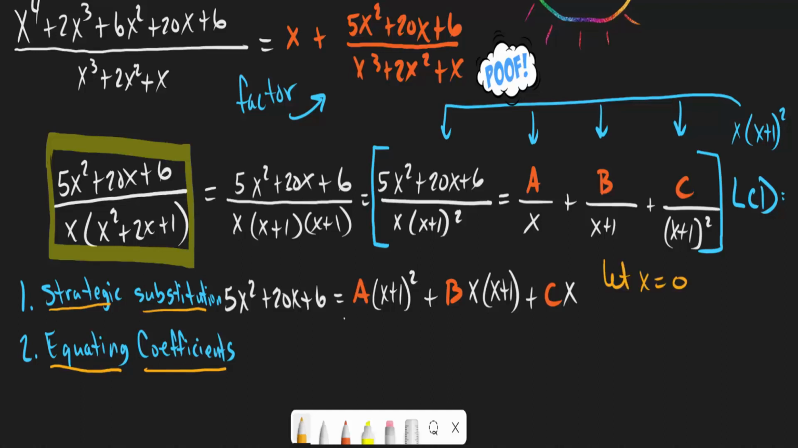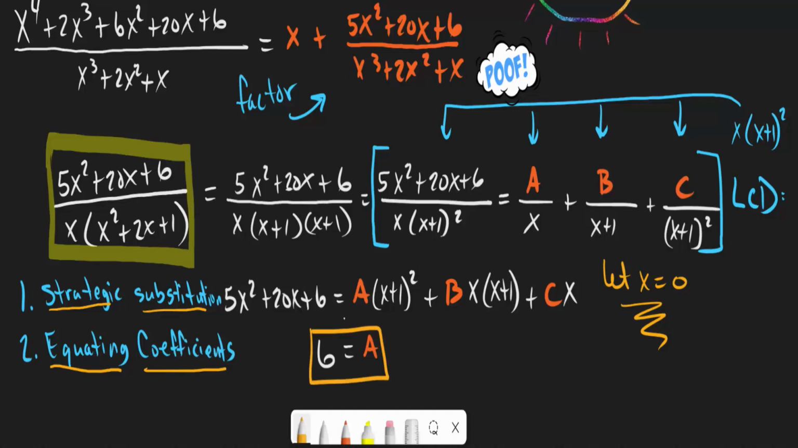For example, for this one, I'm going to let x be equal to 0 and check out what's going to happen. We're going to have a 0 here, here, here, here, here, and here. So very nice. Everything cancels out and we are just left with a is equal to 6.